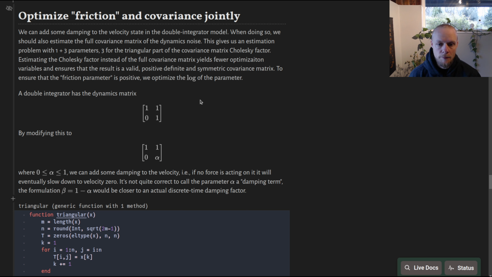So that's 3 parameters. And since it has to be positive definite, what we actually do is we estimate not the triangle of the covariance matrix itself, we estimate the triangle of its Cholesky factor. And if we take the Cholesky factor and multiply it by itself, we get something that is always positive definite. So that's a nice way to enforce that constraint at the same time.